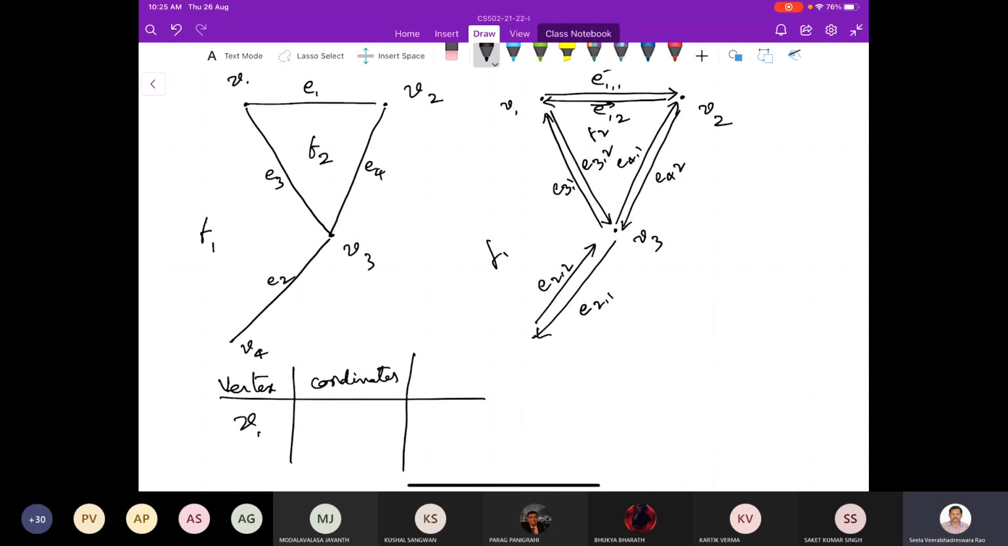So what we can do is choose an edge for which this vertex is the origin. So we keep either E11 or E32. Any one is okay. That is the incident edge.